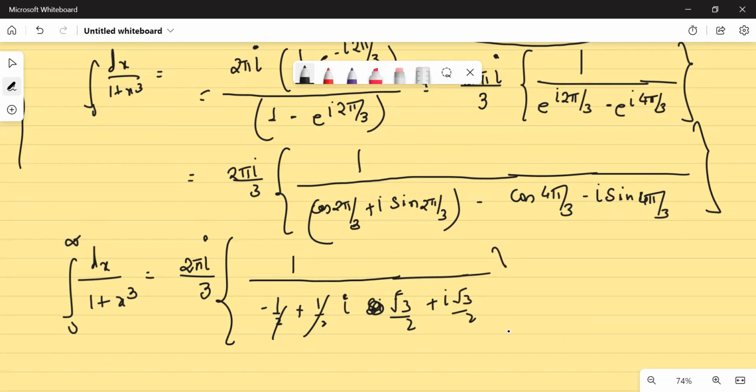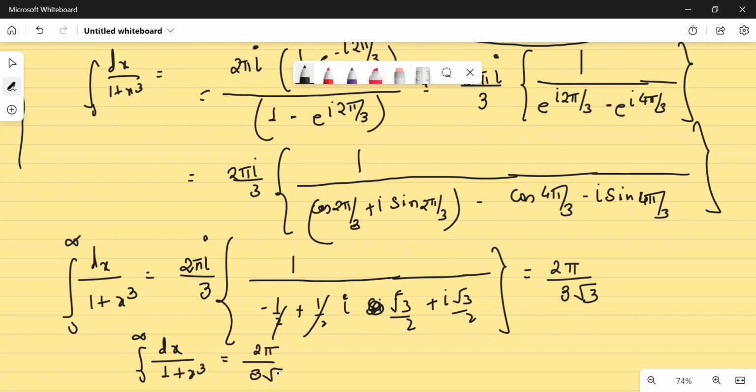So it's fairly easy to see. You can do it on your own also. I think this will be 2 here, so it is only root 3 here. ι gets cancelled, so you're left with 2π upon 3 root 3. So your integration 0 to infinity dx upon 1 plus x cube can be written as 2π upon 3 root 3. Is that clear?